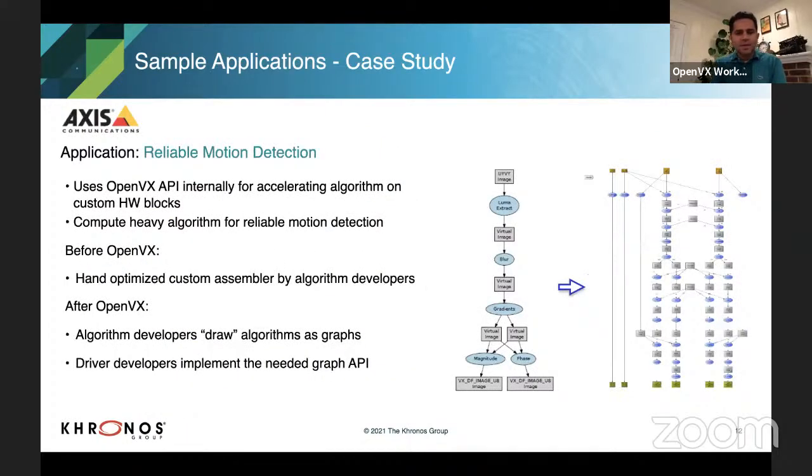Here's another example of reliable motion detection. This is from Axis Communications. Here you can see they have a tool which they created called a graph drawing tool. As a developer, you would just take your application and draw it as a regular graph. Once you draw the graph, their tool will go through your graph and generate an OpenVX graph, which is shown on the extreme right, where it takes that diagram, which is basically a graph, and converts it into an OpenVX graph.